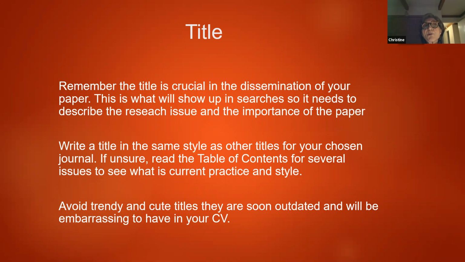It kind of will grab the eye of the reader. This is what will show up in the searches. So it needs to describe, as we said, the research issue and the importance of the paper. Write a title in the same style as other titles for your chosen journal. I think I mentioned this.